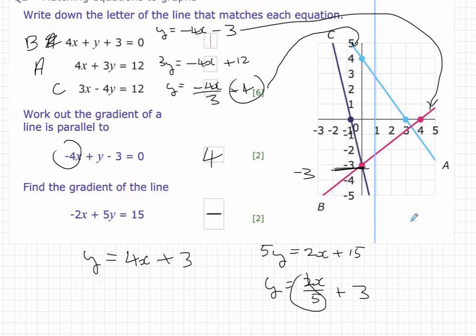So we've got 2/5, which is what they want. We have it as a fraction, 2 over 5. We could have written it as a decimal, which would be 0.4, but they want it as a fraction. That will do the trick.